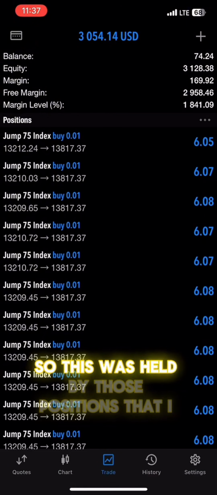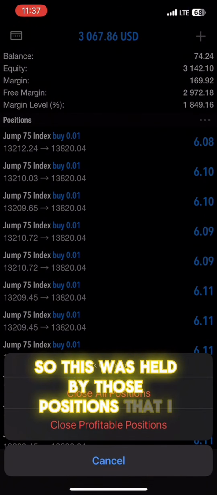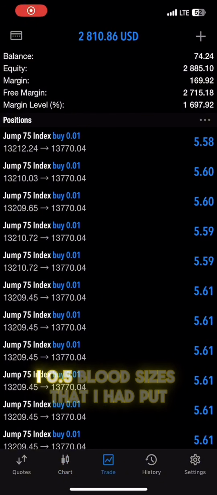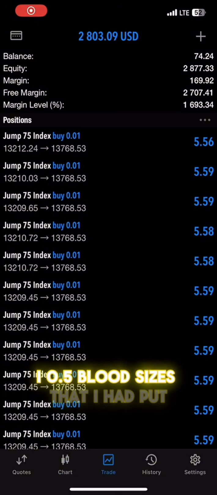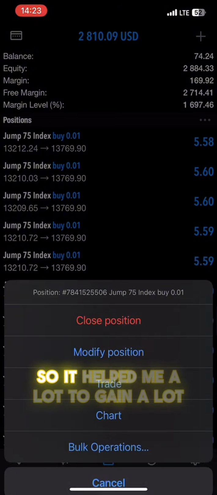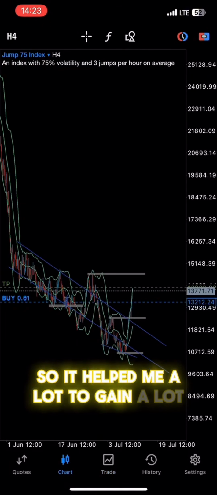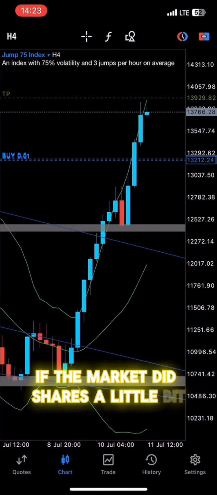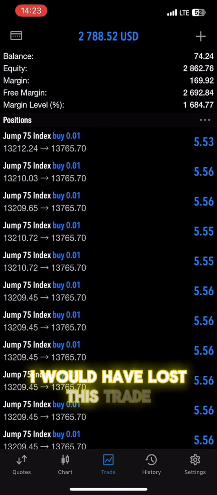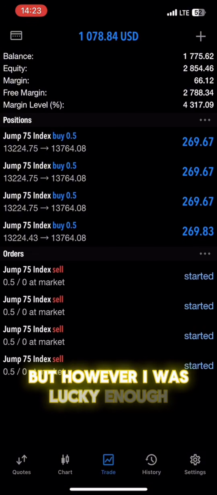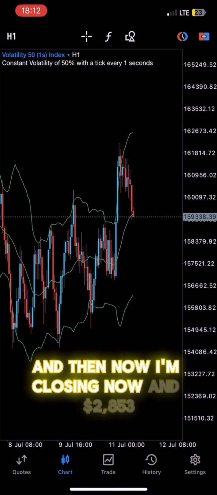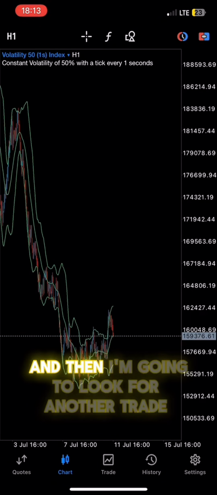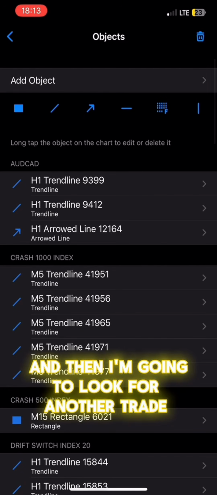This was helped by those positions where I increased the lot. As you can see, I had 0.5 lot sizes that I had put, so it helped me gain a lot. This was kind of a full margin. If the market had retraced a little bit, I would have lost this trade, but I was lucky enough. Now I'm closing. Now we're at $2,853, and I'm going to look for another trade elsewhere.